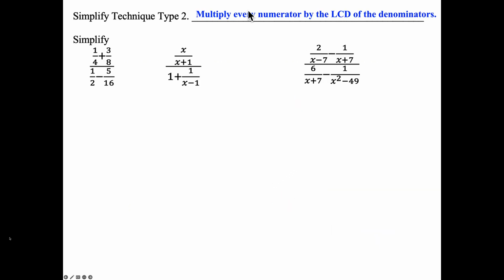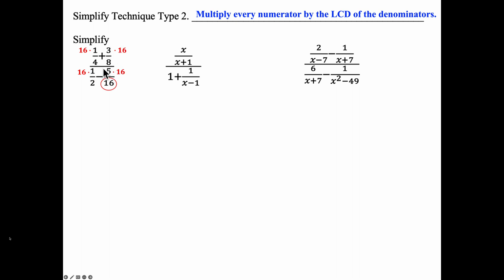Type 2 is we're going to multiply every numerator by the least common denominator of the individual denominators. Now I call it type 2 because you'll see two fractions or two terms in the numerator and or denominator. Sometimes there's one, but if there's two, then we want to use this technique. So we're going to look for the least common denominator of the individual denominators, 4, 8, 2, and 16. 16, that's my LCD because 2 goes into 16, 4 goes into 16, 8 goes into 16. Multiply all the individual numerators by 16.